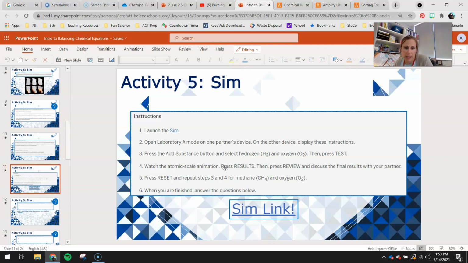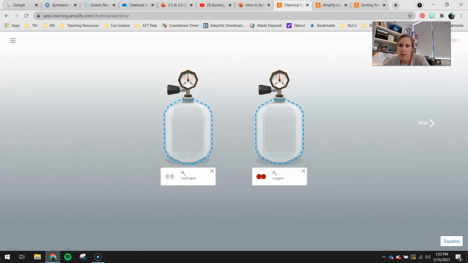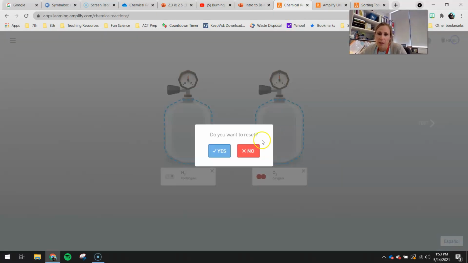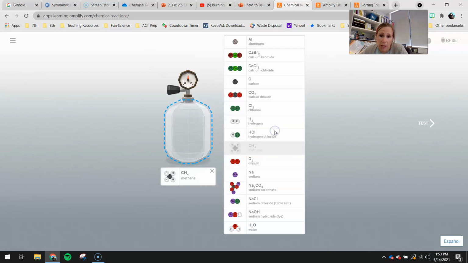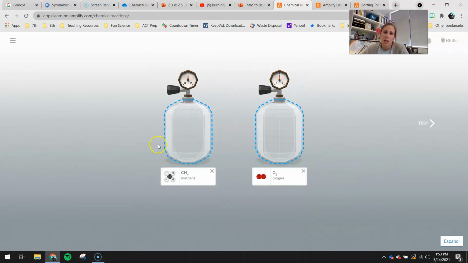And then you guys will go ahead and hit reset and repeat steps 3 and 4 for methane and oxygen. So your next time you run this sim, you're going to do methane. So if I were to look at this, reset. Methane is a carbon burning fuel, so here's methane, and then again we need oxygen to burn something, so go ahead and test that one as well.